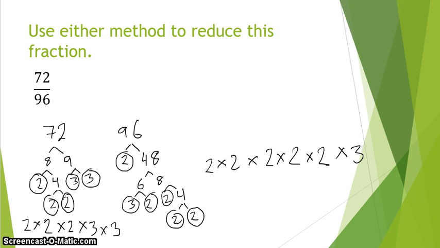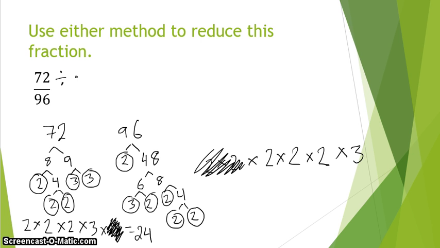Let's see what I have in common. This has 1, 2, 3 2's. This has 1, 2, 3, 4, 5. So I can only keep 3 of them. So I'm going to get rid of the other 2. This has 2 3's. This has 1 3. So I can only keep one of these 3's. So 2 times 2 is 4. Times 2 is 8. 3 times 8 is 24. So 24 is my greatest common factor.